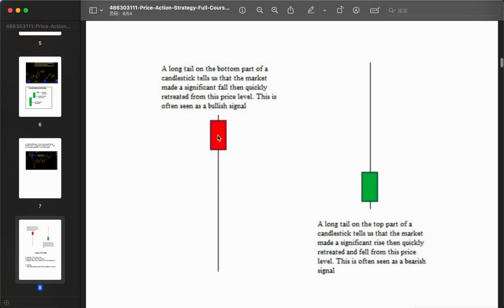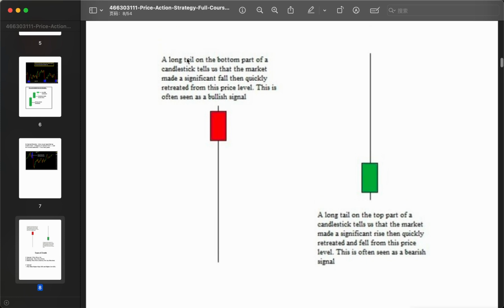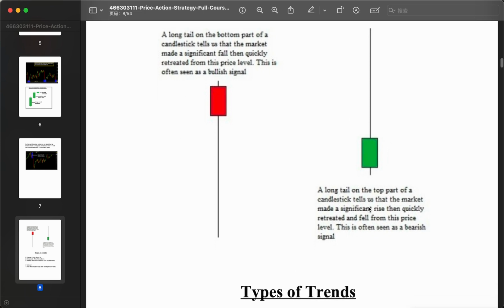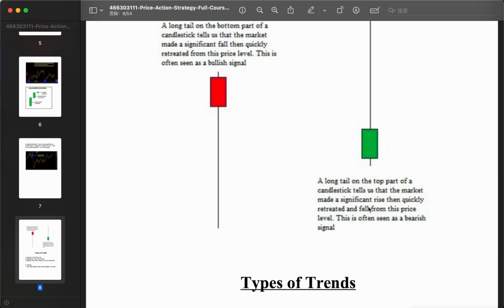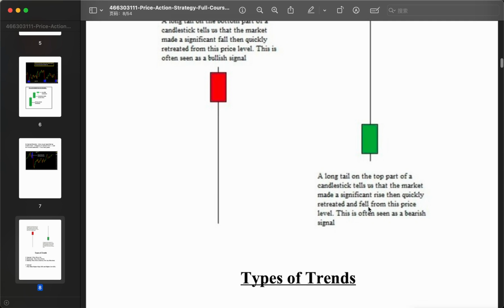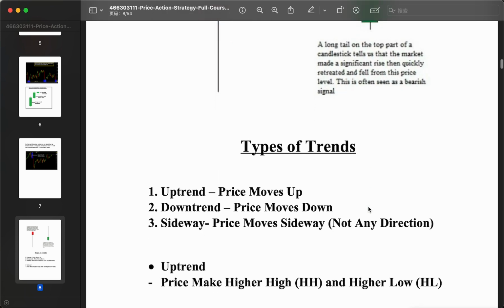That's a doji line. Okay, so a long tail on the bottom part of a candlestick tells us the market made a significant fall, then quickly retreated from its price level. This is viewed as a bullish signal. So the right one, a long tail on the top part of a candlestick, tells us that the market made a significant rise, then quickly retreated and fell from this price level. This is viewed as a bearish signal.